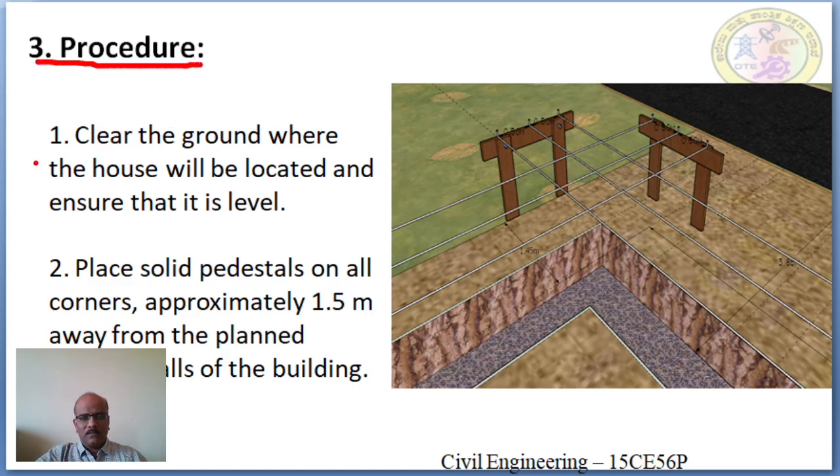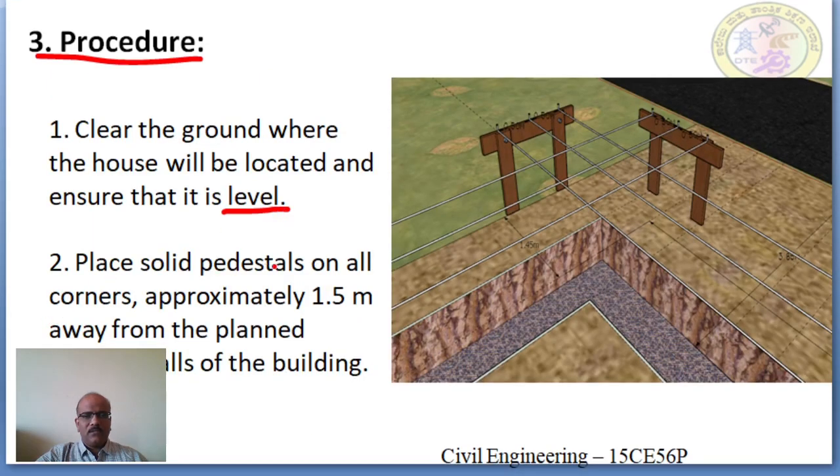The first thing is to clear the ground where the house is to be built. The grass, vegetation, and roots have to be removed and the site has to be cleared, and the ground should be fairly leveled.